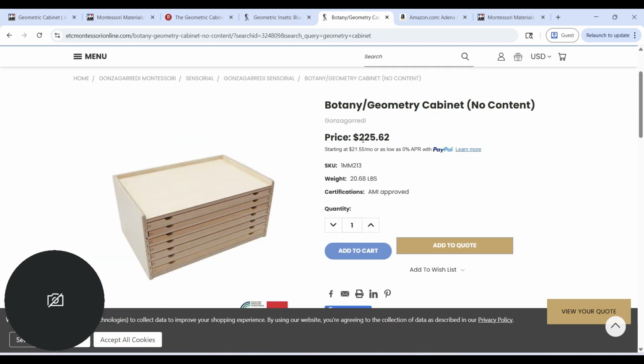If we look here, this is the cabinet that you would purchase to put the insets inside of. It works for their botany materials as well as the geometry, and it is $225. So together, those are about $478. Call it $500. It's really the same price as the other 2 companies.